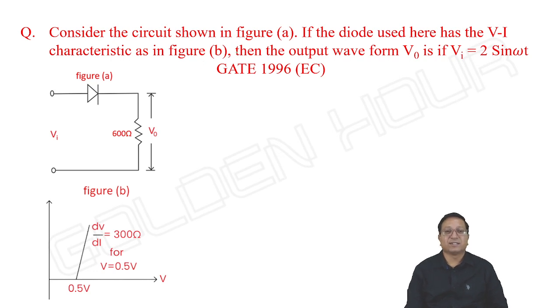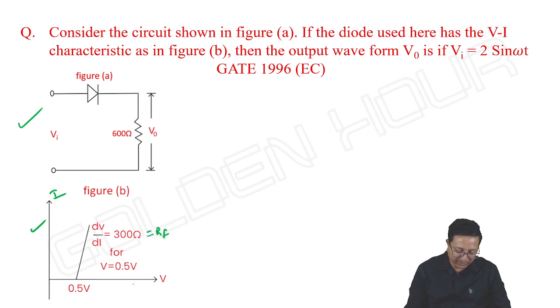See this question. Consider the circuit shown in figure A. This is one simple diode and resistor circuit. If the diode used here has the VI characteristic as in figure B, the output voltage waveform V output is, if Vi is 2 sin omega t. What is the output if the input is 2 sin omega t? From this given data, what we can understand is RF, and V gamma is equal to 0.5 volts. That's it.